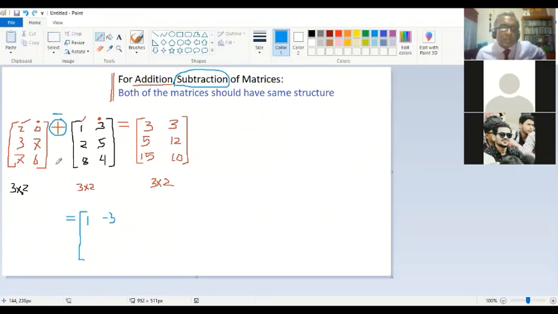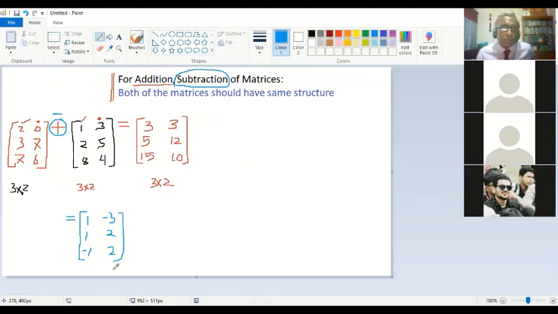And then go down, 3 minus 2, it is 1 again. And 7 minus 5, it is 2. And go down again, 7 minus 8, so minus 1. And then 6 minus 4, it is only 2. Yes, correct. So this is the result matrix, and it is after subtraction. And the same structure will come. This is also 3 by 2.